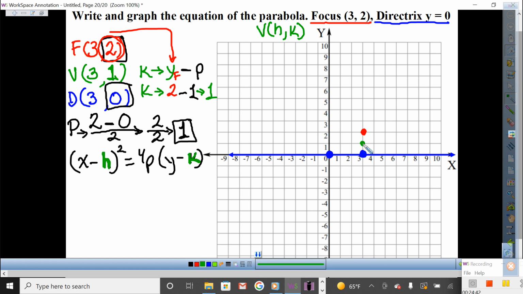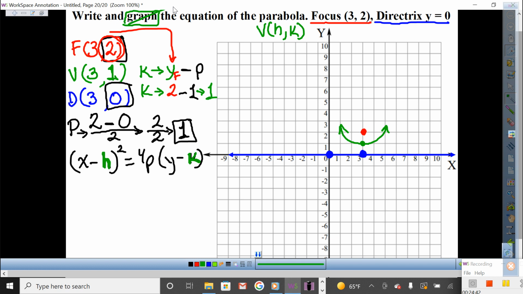And what did you notice on last night's homework? All the parabolas opened. Question, did they open towards the directrix or away from the directrix? Think about it. Towards the directrix or away? Everyone? Away. So that means I'm going to graph my parabola away from the directrix. Okay. So, first part, which is graphing, we're done.